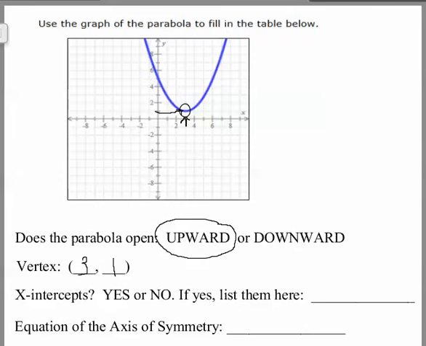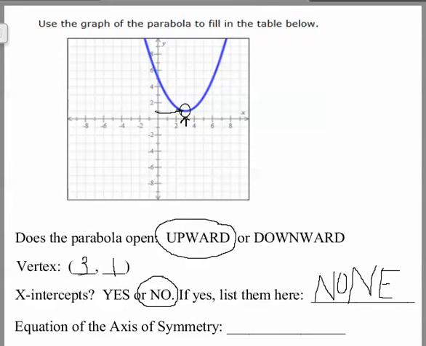Now, it asks us if we have any x-intercepts. So we look at our graph and we notice this graph never touches the x-axis. Never touches this line right here, our x-axis. Therefore, there are no x-intercepts. So we would say no, or we would just type in the word none. Okay, there are none. Sometimes that happens, and that's okay.